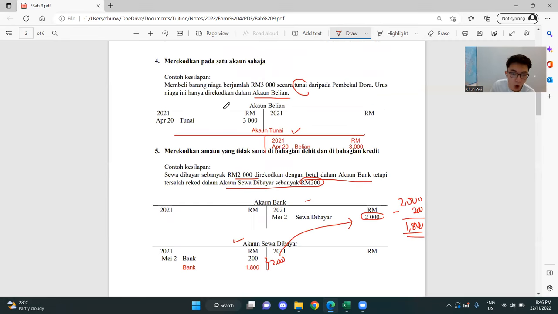So you can see that all the account here, all the kesilapan ketara adalah membuat pembetulan bagi satu account sahaja. Okay, are you guys clear so far? If yes, give me a C in the chat box.